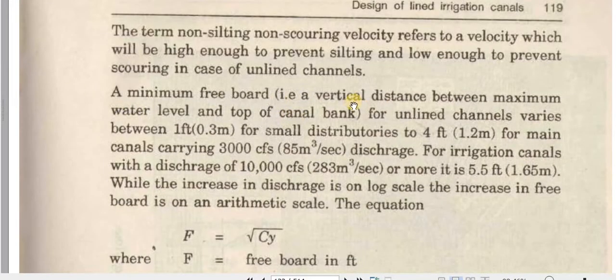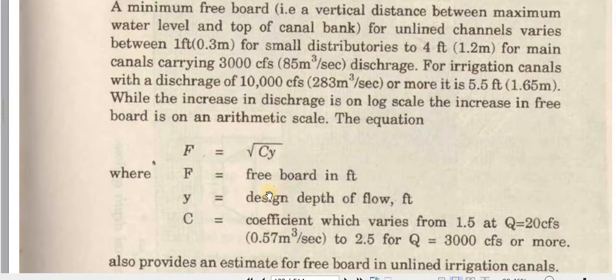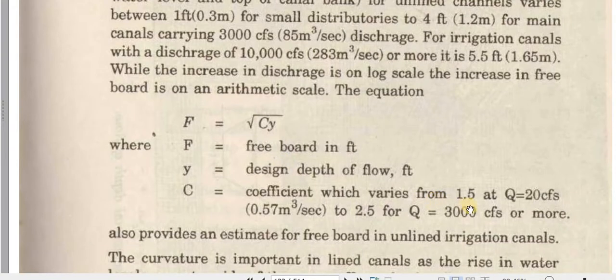Then a freeboard should be added. It is the vertical distance between the maximum water level and the top of the canal bank. It is provided for seasonal fluctuation in the water, and its equation is F = √(Cy). C is the coefficient, which varies from 1.5 at 20 cusecs to 2.5 at 3000 cusecs. You can interpolate from 1.5 to 2.5, from 20 to 3000 cusecs. And y is the depth of water in feet.